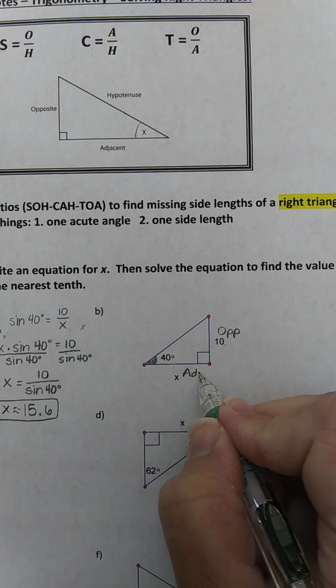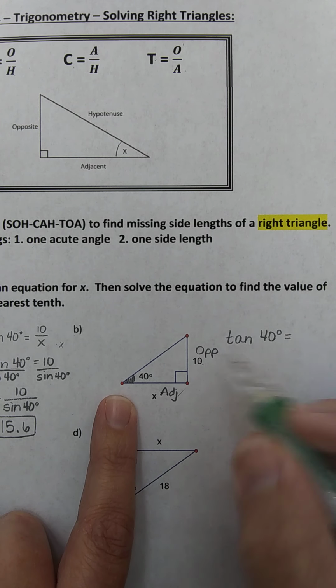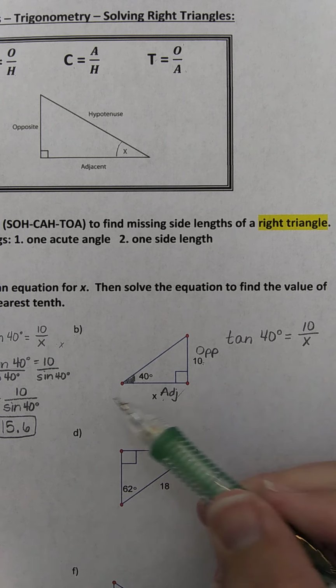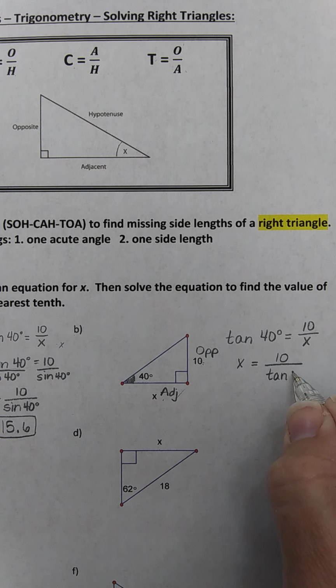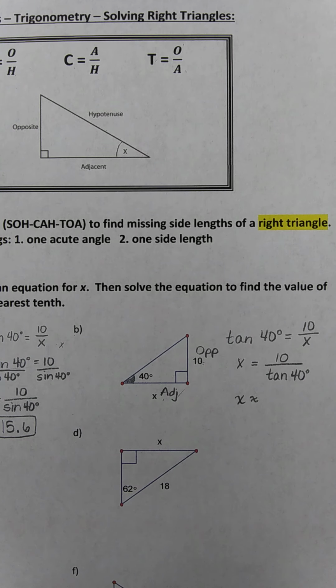So our equation will be the tangent, and remember now I need an angle. I don't have its name, I have its measure. So the tangent of 40 degrees is opposite over adjacent. So 10 over x. And in the previous example, we talked about if the x is in the denominator, then we're going to flip-flop these two. So now we have x equals 10 over the tangent of 40 degrees. And that's what we're going to type into our calculator.